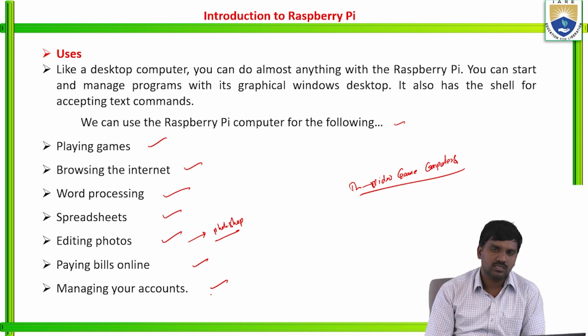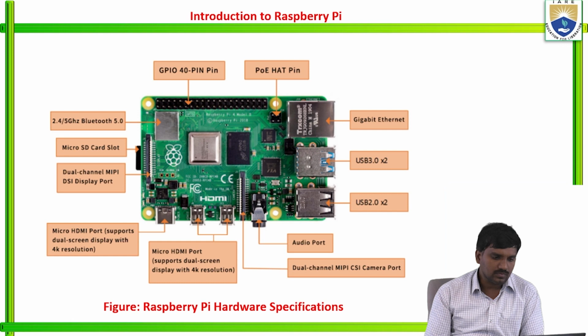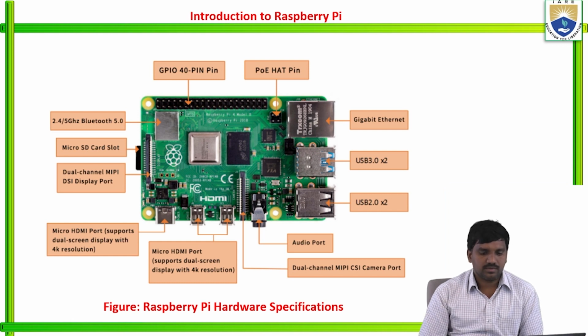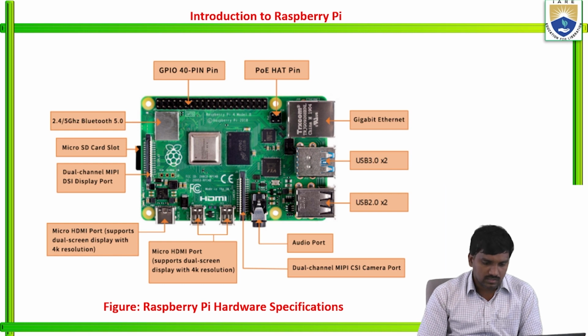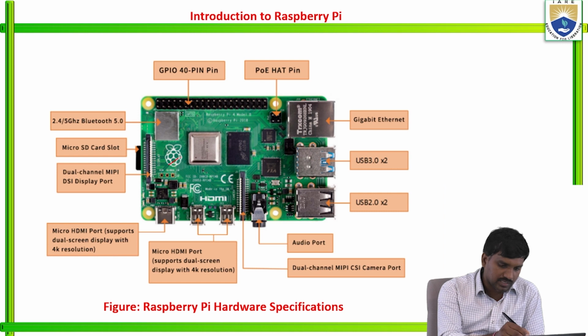So these are some real-time use cases of the Raspberry Pi board. This is the first block diagram, nothing but the circuit diagram of the Raspberry Pi. This is the Raspberry Pi logo. It has different ports.